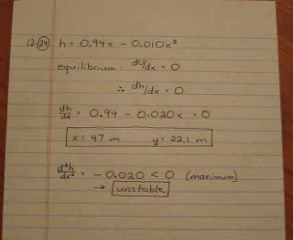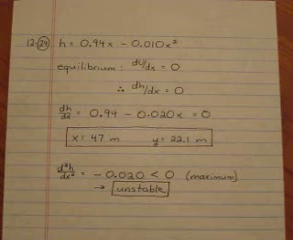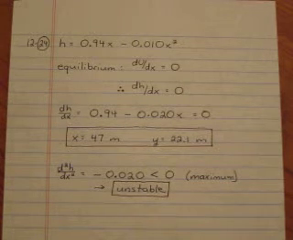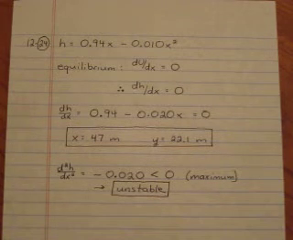Number 24, a portion of a roller coaster track is described by that function, height as a function of x. Find a point where the car could be in static equilibrium.